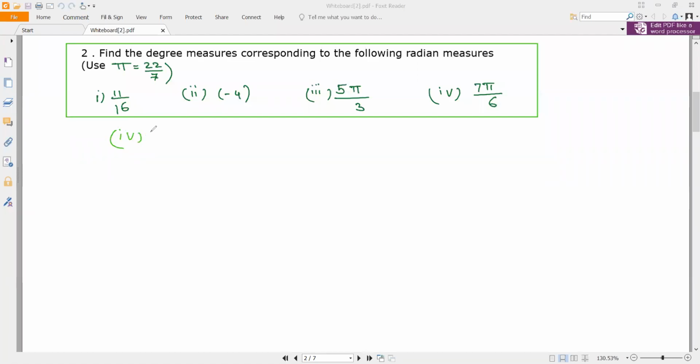Fourth part, 7 pi upon 6. So 7 pi upon 6 is to be multiplied by 180 upon pi. Pi gets cancelled, 30. This is 210 degrees. Next.